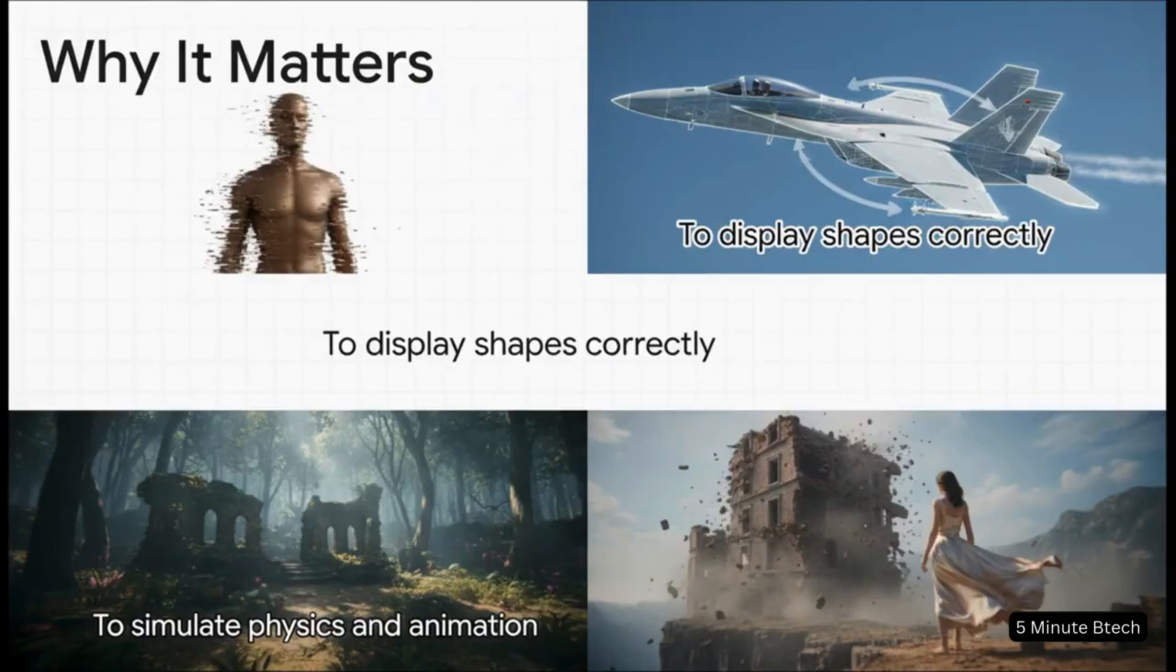And why is this so important? Because understanding these simple building blocks is the key to everything else. You can't make a character move or a spaceship fly without knowing where its points are. You can't figure out how light should bounce off a surface or how a building should realistically crumble without first understanding that underlying geometric mesh. This simple foundation is what makes all the complex magic we see on screen even possible.